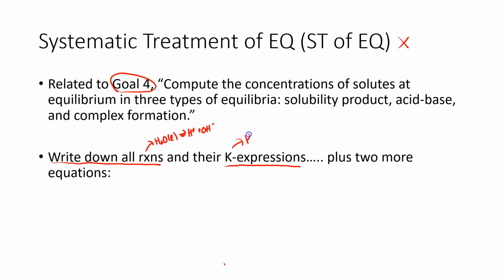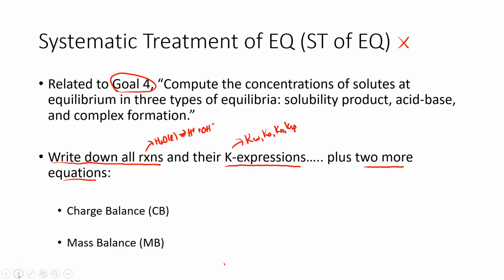So in this case, for water, it would be a Kw, but we may also have to write down Ka, Kb, or a Ksp. So we'll write down our reactions, we'll write down their expressions for K, plus two more equations, and they are the charge balance and the mass balance. This video, again, will focus on the charge balance.